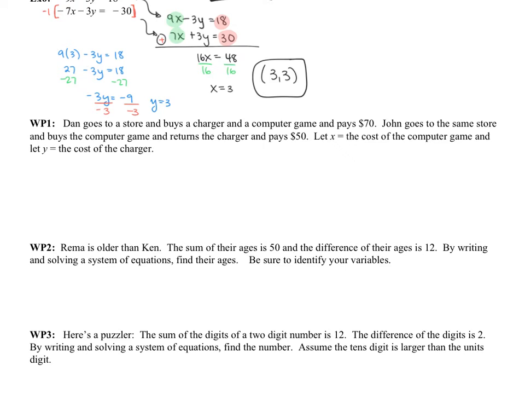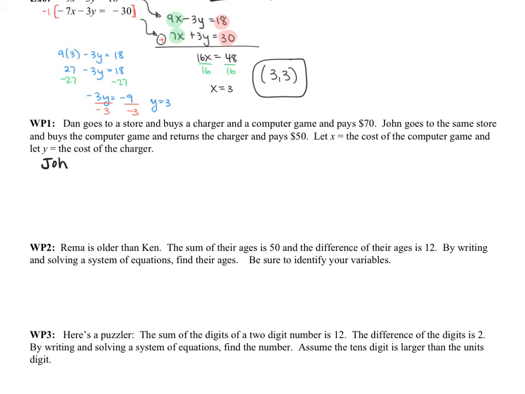Let's look at word problem 1. It says, Dan goes to a store to buy a charger and a computer game and pays $70. John goes to the same store and buys the computer game and returns the charger and pays $50. So let's let x represent the cost of the computer game and y represent the cost of the charger. And we're going to write a system of equations to solve this problem.